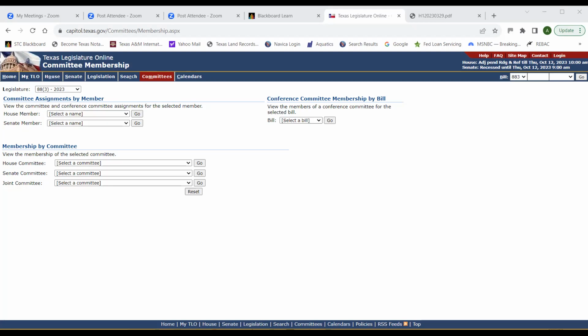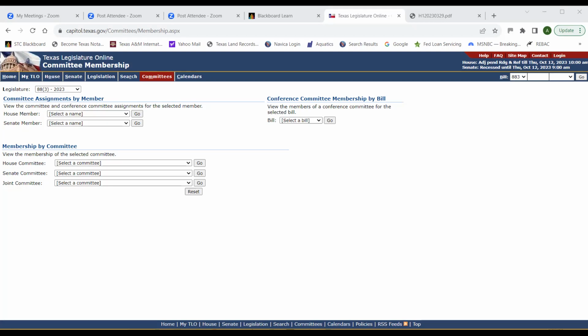Now, concurrent resolutions, these are resolutions that require both of the chambers to actually agree, right? So the book talks about how adjourning the legislature would be an example of a concurrent one, because both chambers have to agree to this, right?